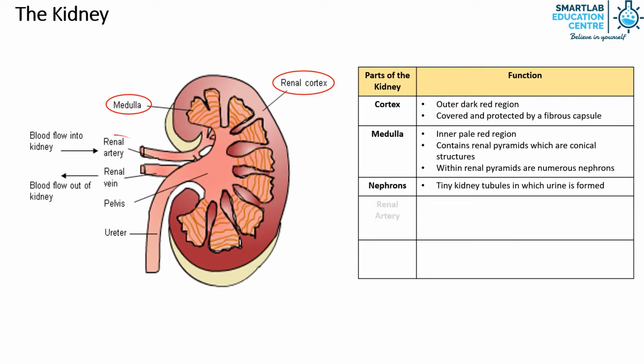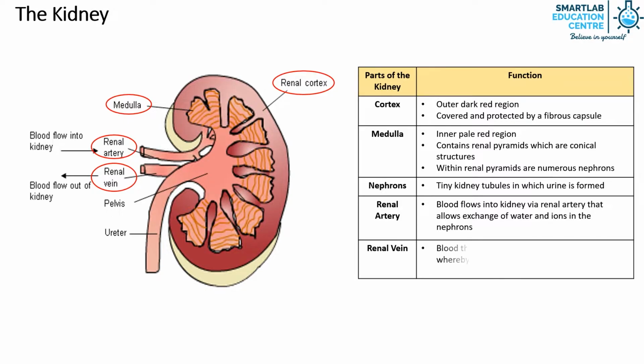We also have the renal artery. The blood flows into the kidney via this artery that allows exchange of water and ions in the nephrons. Lastly, we have the renal vein. Blood that leaves the kidney has been cleansed, whereby excessive substances would be removed.